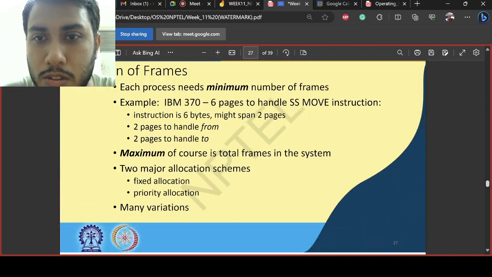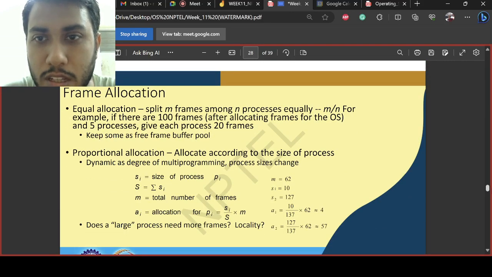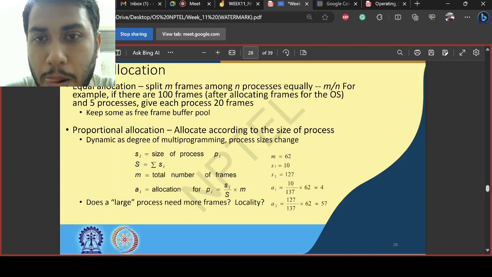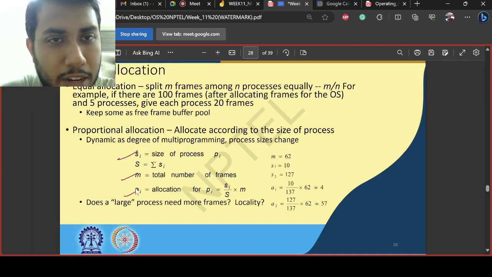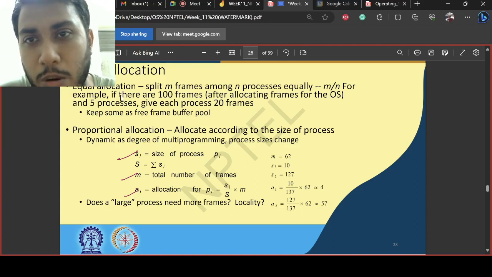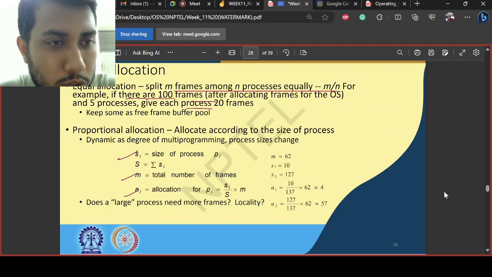Next, allocation of frames. Some frame allocation examples: size of the process, total number of frames, allocation for Pi. Equal allocation splits n frames among n processes equally. These are nothing extraordinary to remember, and not very important.